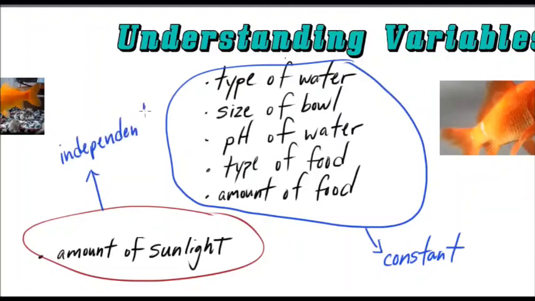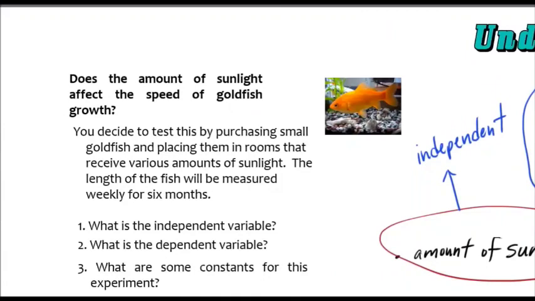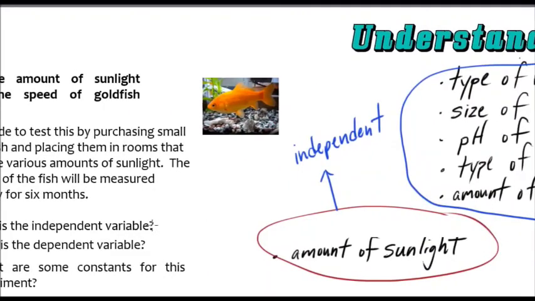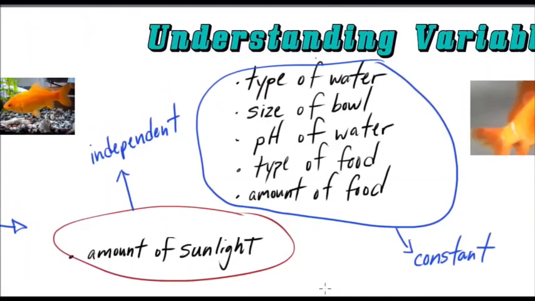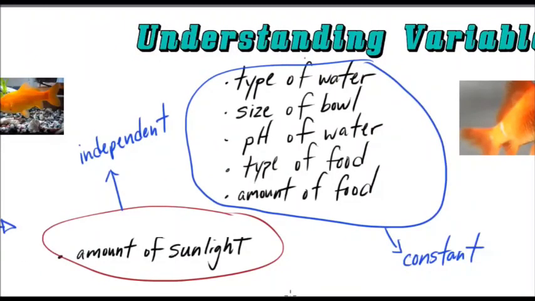And that's the one you're studying. So going back to this question here, what is the independent variable? That would be the amount of sunlight that the fish receives. Again, think of it like this. All of these different variables could affect a goldfish. The one that you're choosing and taking aside, setting it apart from the rest, is independent of the rest, and that's called the independent variable.